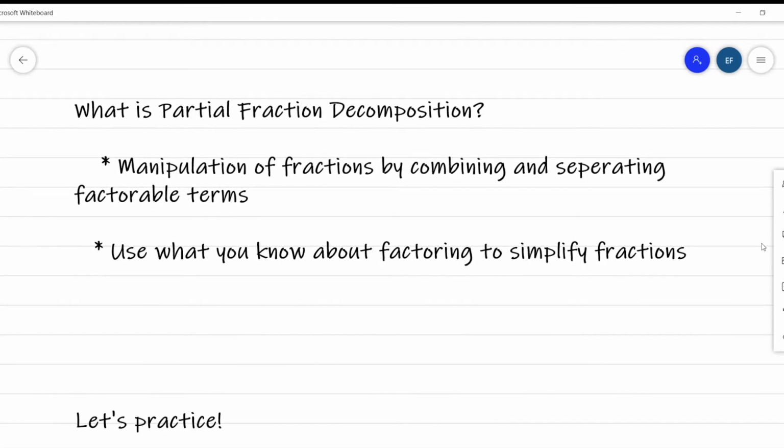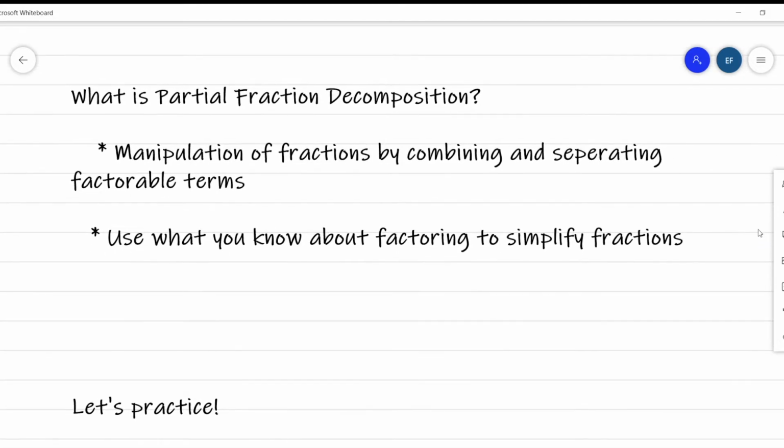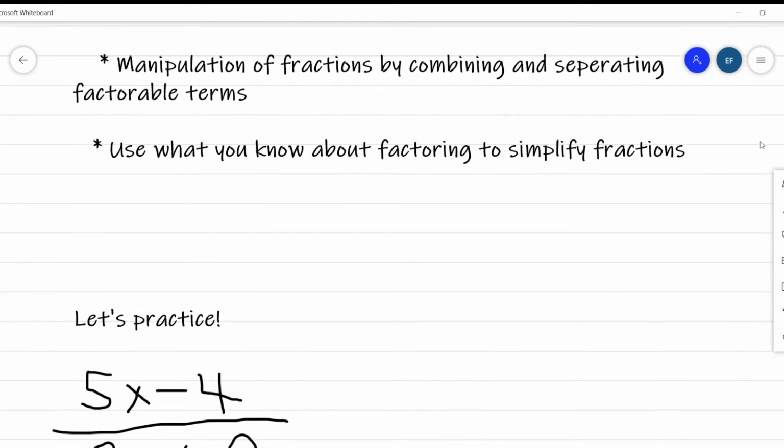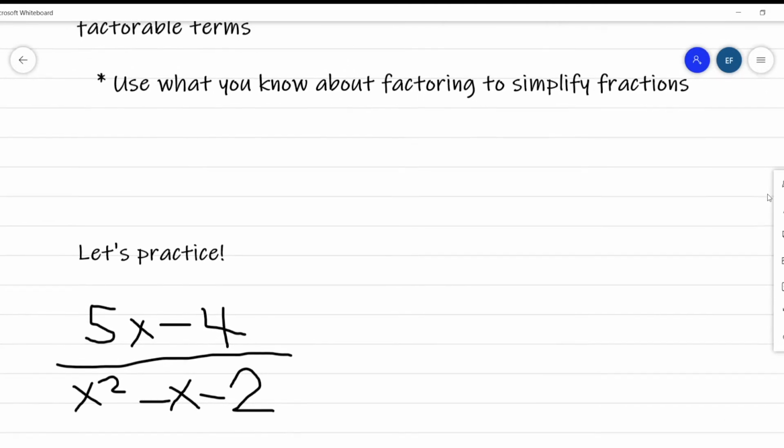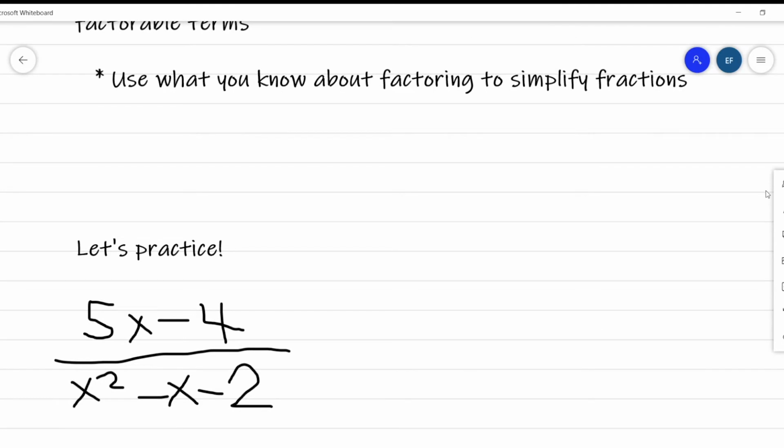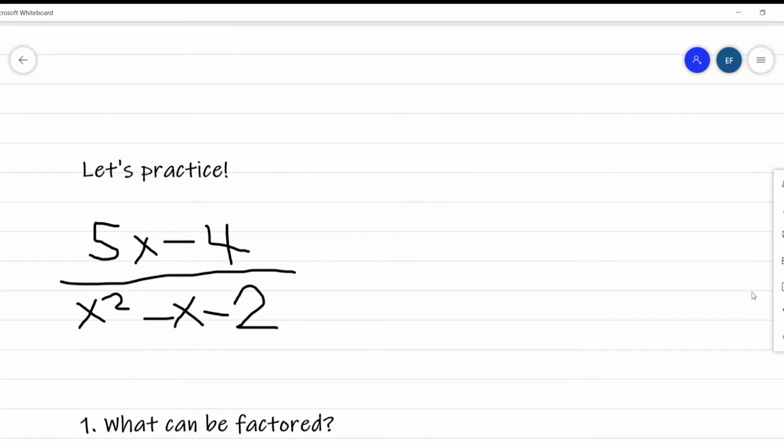So let's practice. And for this video, we're going to do an in-depth example with the following problem. It says, in the numerator, 5x minus 4, all divided by x squared minus x minus 2. So the first question we're going to ask ourselves here is, what can be factored? So please take a moment, pause if you need to, and look at our terms here. Which of these can be factored?